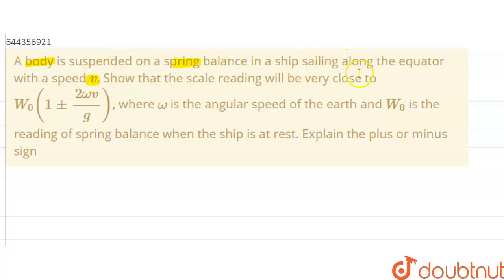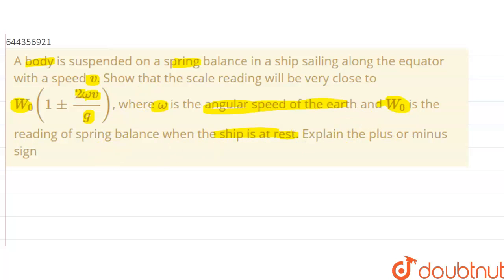So that the scale reading will be very close to W naught (1 ± 2 omega v by g), where omega is the angular speed of earth, and W naught is the reading of spring balance when the ship is at rest. Explain the plus or minus.